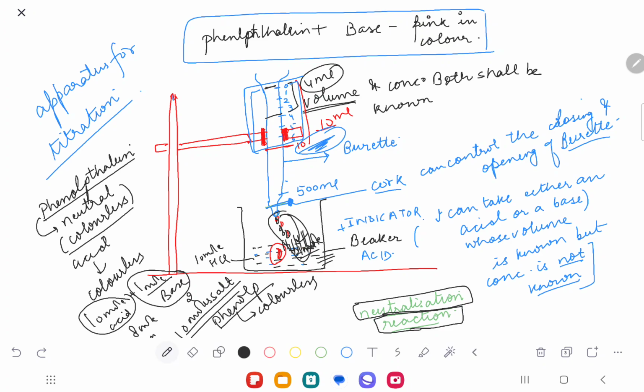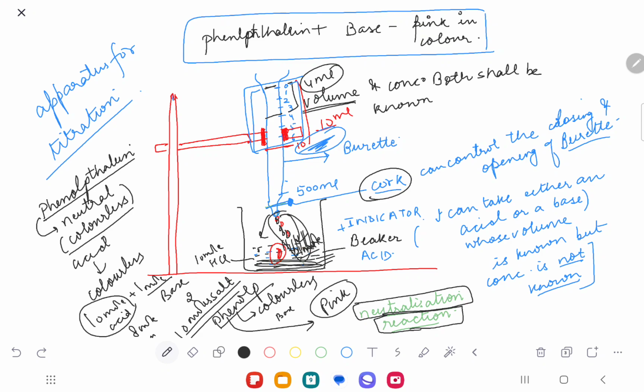But now what is happening? In the presence of an extra, very minute amount of base falling inside, because we can control the closing and the opening with the cork, when a little amount of base extra falls inside, the phenolphthalein color changes into pink, and it remains permanently pink. You understand?